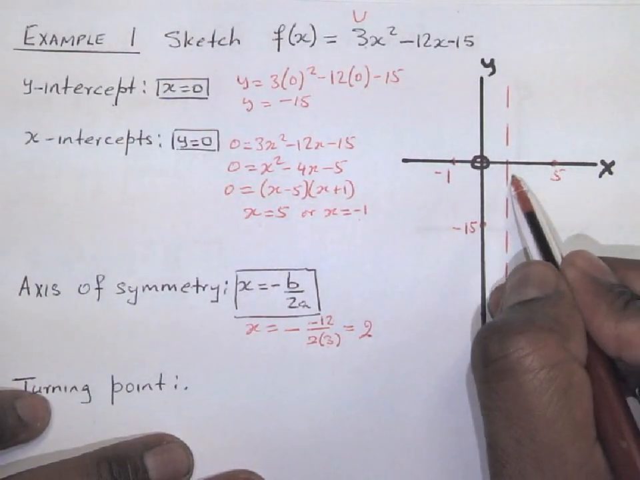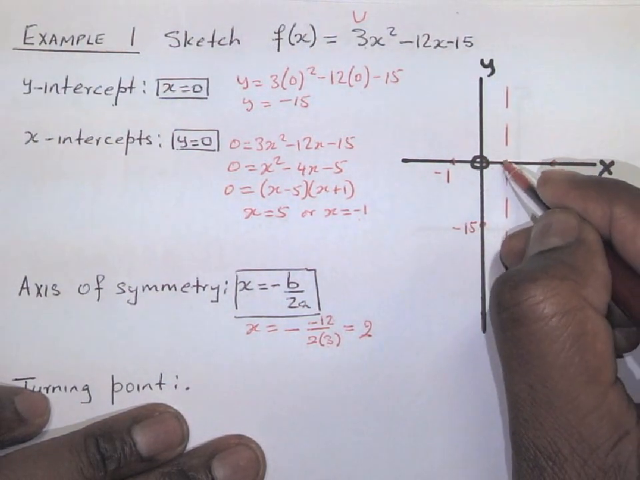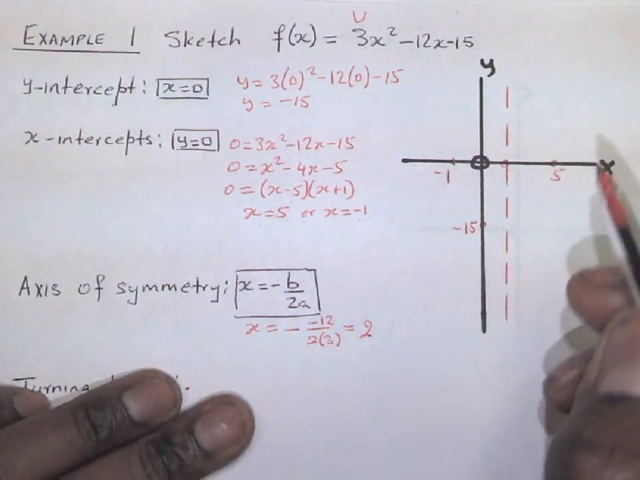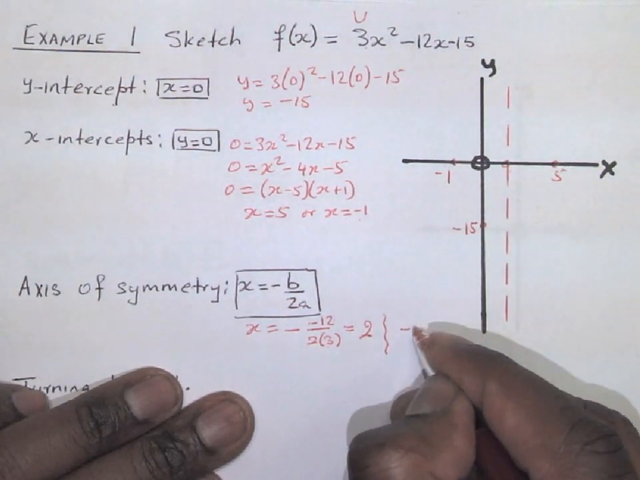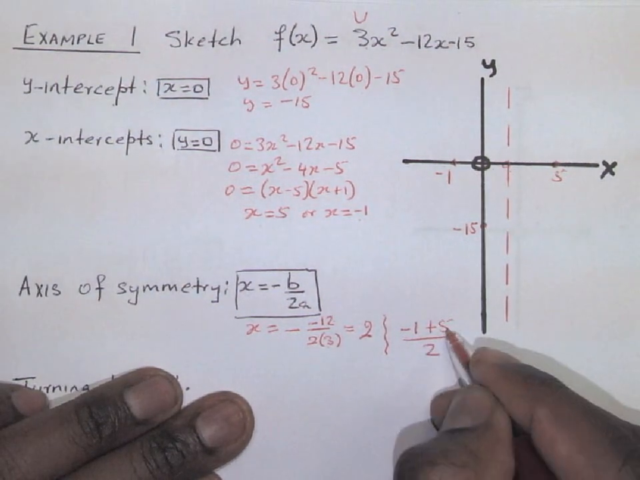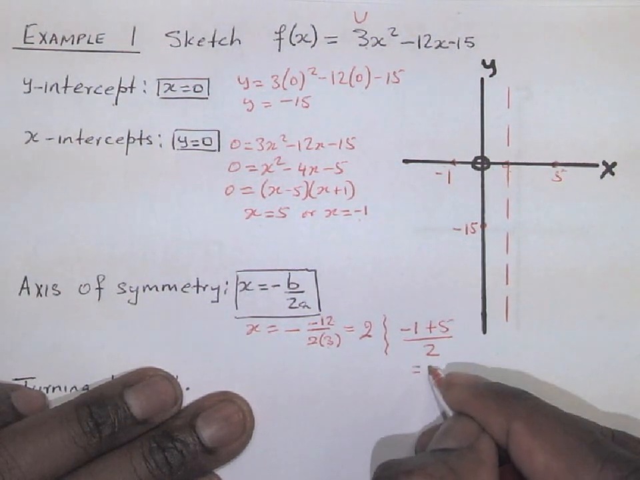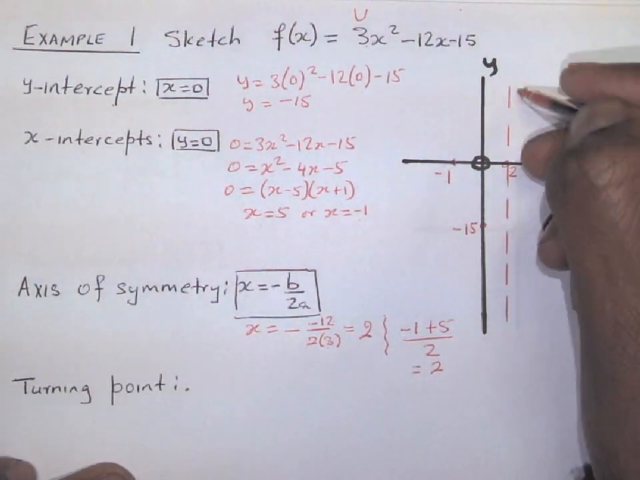Let's think about another way of getting this 2. Remember that the axis is between them. It's the midpoint between these. Another method of getting the midpoint is you just add those numbers, the minus 1 and the 5, and you divide by 2. Adding these, you get an answer of positive 2, the same as that one. So we now know that it's cutting there at 2.